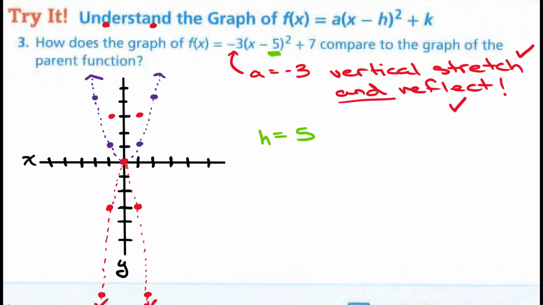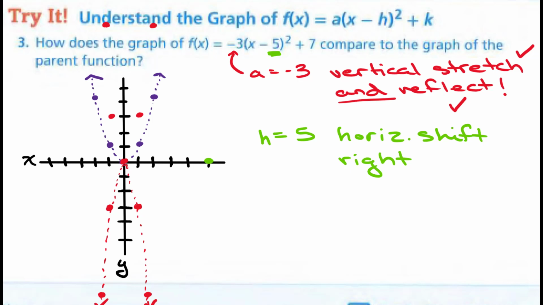Now let's tackle our H. In this example, our H is going to be positive 5. Recall that built-in negative, so our H is positive 5. And this is going to tell us about our horizontal shift. So we're going to shift all of our points to the right, because our H is positive, to the right 5 units. So the first one we can move is the vertex. So we'll go over 1, 2, 3, 4, 5.